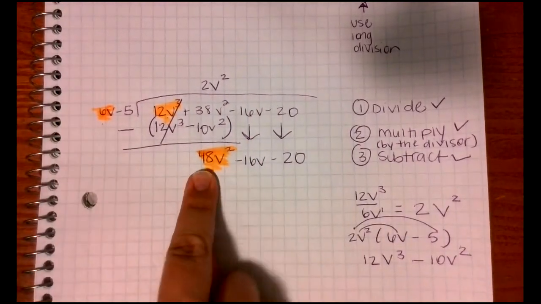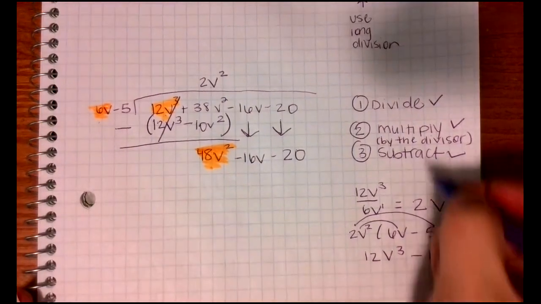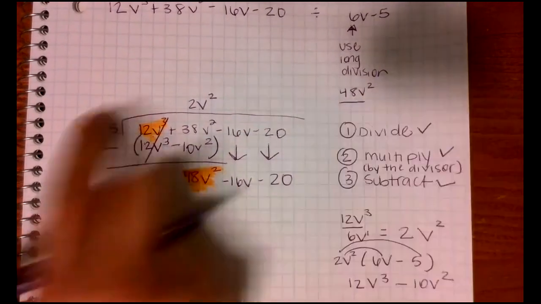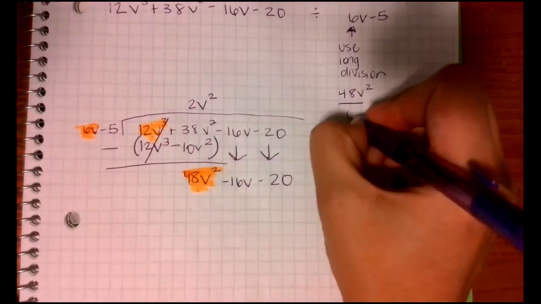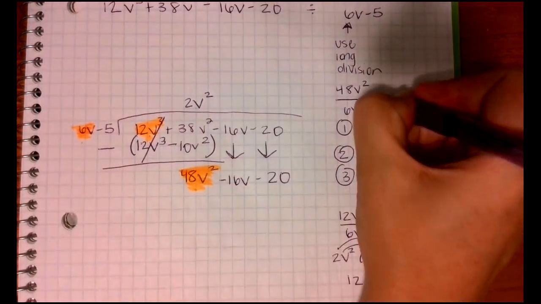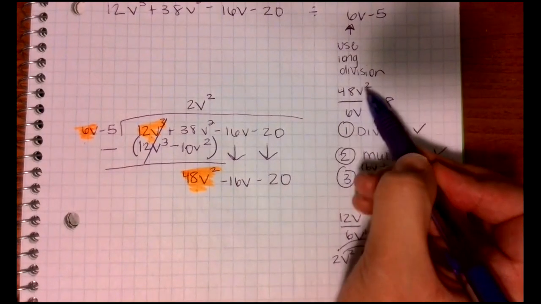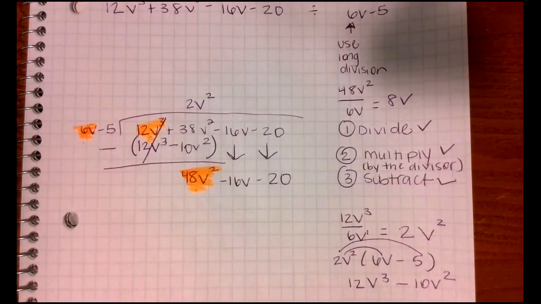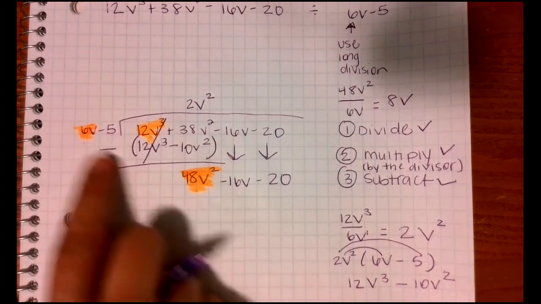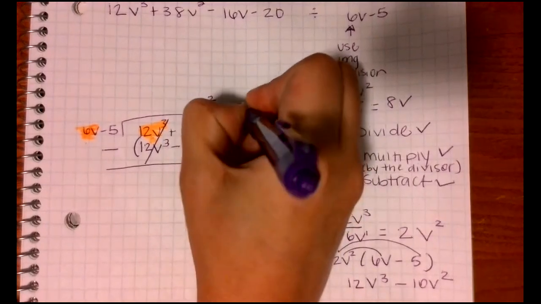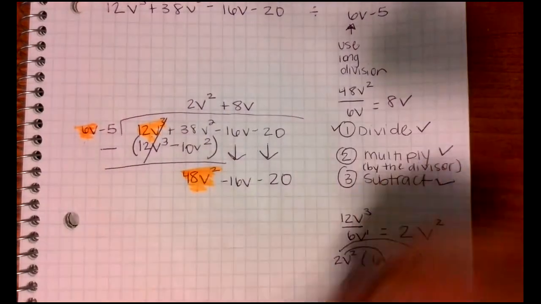So now we're doing 48v squared, and we're still dividing by just 6v. We get 8 when we divide the numbers. V squared divided by v is v. We get 8v back. So 48v squared divided by 6v is a positive 8v. So now we've divided again.